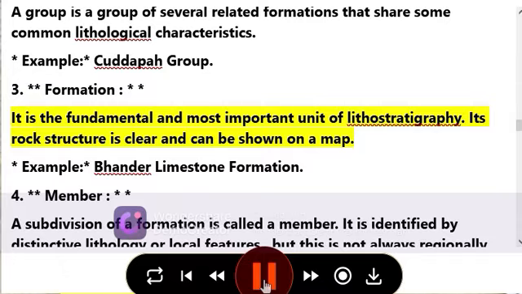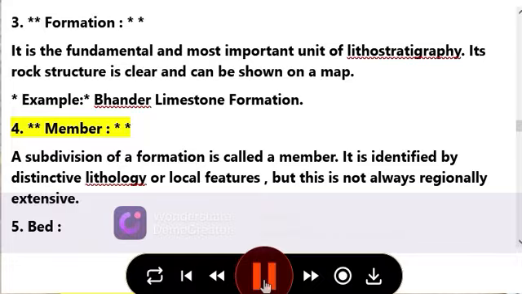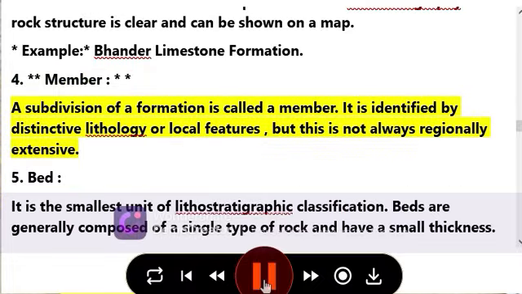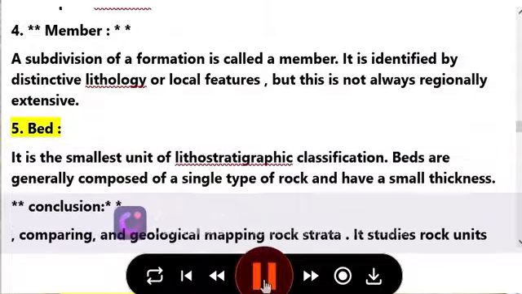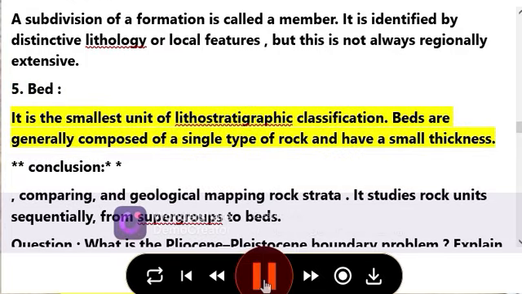3. Formation. It is the fundamental and most important unit of lithostratigraphy. Its rock structure is clear and can be shown on a map. Example: Bhandar limestone formation. 4. Member. A subdivision of a formation is called a member. It is identified by distinctive lithology or local features, but this is not always regionally extensive.